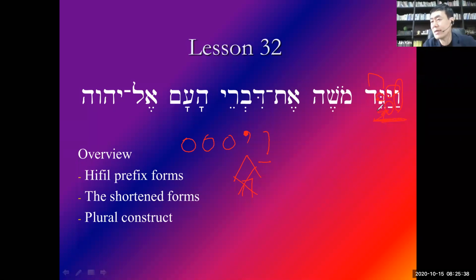In this case, this one is a combination of two things: first nun and then Hiphil prefix form. So this one is a weak verb. I think it's not a good example, but we are going to deal with the most expected form of a strong verb, the Hiphil prefix form.